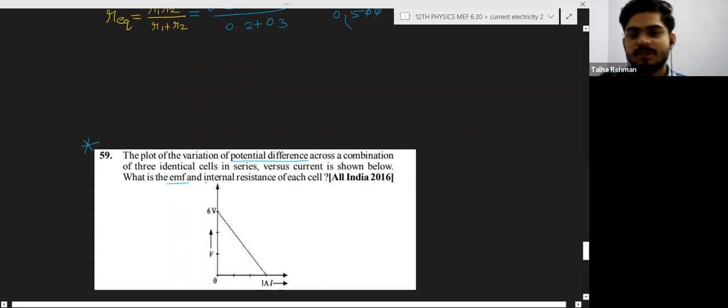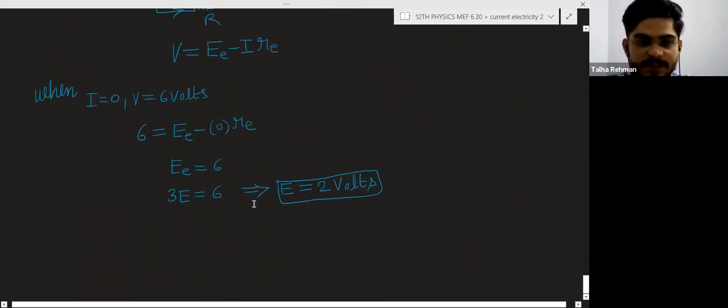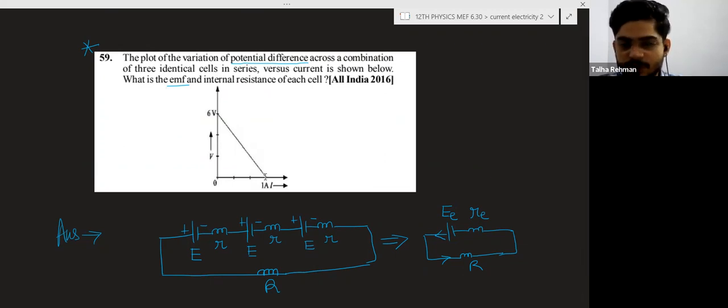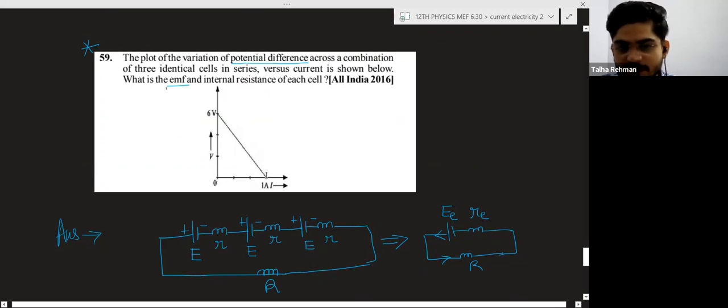They were asking what is the EMF and the internal resistance of each cell. So with the EMF, 50% of the question we have solved. Now we have to calculate the internal resistance. Just look at the graph once more. You were at the origin earlier. Now come here. What is the value of potential difference here? On the current axis, the potential difference will be 0. And the value of current here will be 1 ampere.